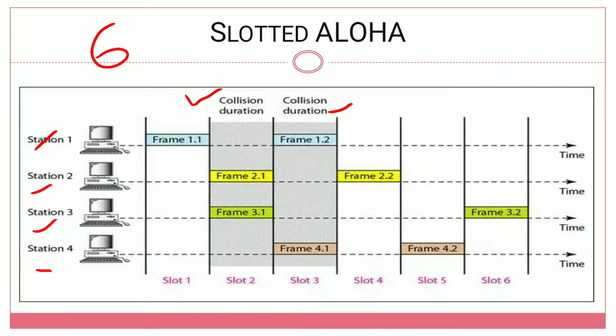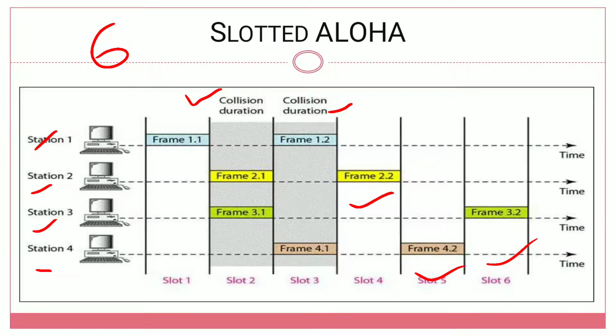When we compare with pure Aloha, there the collision duration is random, meaning not constant for any frames, but here we consider the slot time as the collision duration. So each and every collision duration is considered the same. Here in slot 4 only frame 2.2 is transmitted, in slot 5 only 4.2 is transmitted, and in slot 6 only frame 3.2 is transmitted.